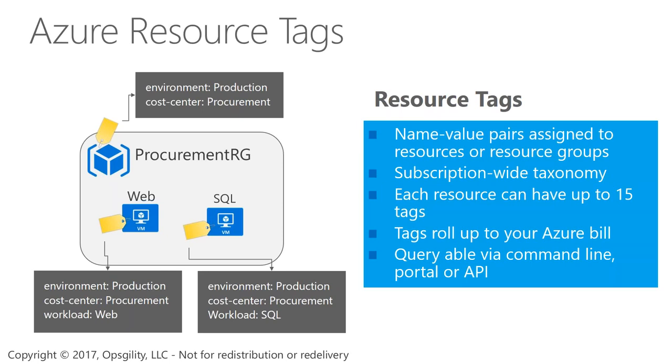Now within that resource group, you can see that I have a web server and a SQL server. Each of those resources also have 2 tags, environment production, cost center procurement, and actually they each have 3 tags, I'm sorry. The third one being workload, where the web server has web and the workload for the SQL server shows as SQL. So this just gives us additional ways to not only add more information to our resources, but also to organize resources.